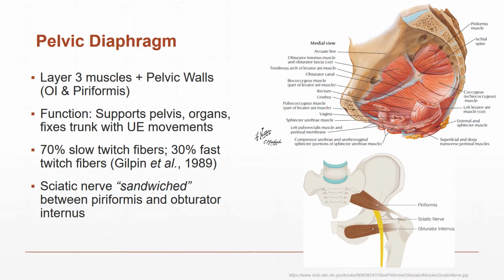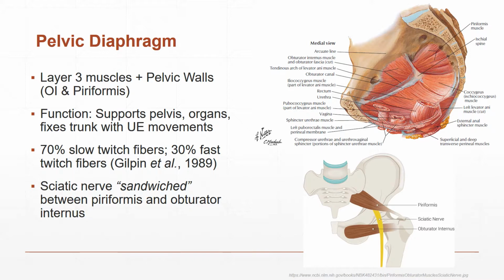This is just more information on the pelvic diaphragm. On the picture on the right, you can see how the pelvic floor muscles create more of a hammock that supports the internal organs. And the pelvic diaphragm is, again, made up of the layer 3 muscles as well as the pelvic walls, which include the obturator internus and the piriformis.